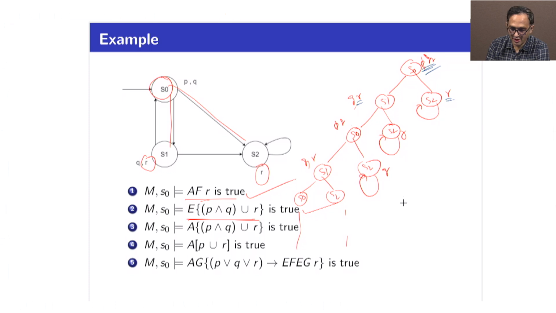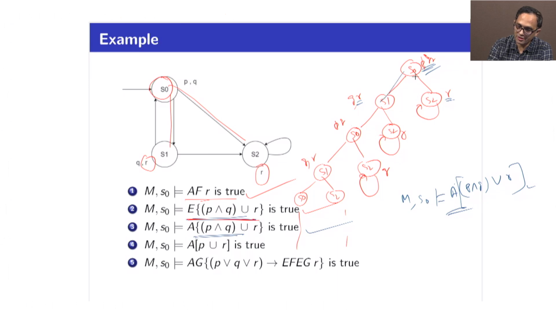So, then I will say that this M, S0 satisfies A, P and Q holds until R holds, because I found in S1 and S2 both cases R holds, and P and Q holds in S0 itself. That means all paths starting from S0 this would hold. So this is true. E, P and Q until R also holds, because it holds for A also. Obviously, this should also satisfy E, P and Q until R.